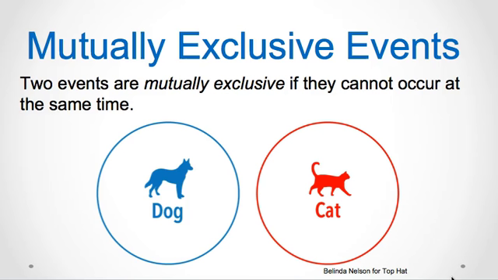It's often helpful to draw pictures of events. These pictures, called Venn diagrams, represent events as circles. Each circle represents an event. Here you can see that we have two mutually exclusive events, A and B. In this example, a pet cannot be both a dog and a cat at the same time.